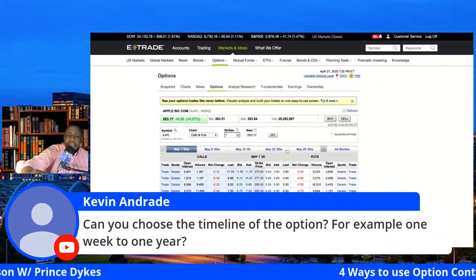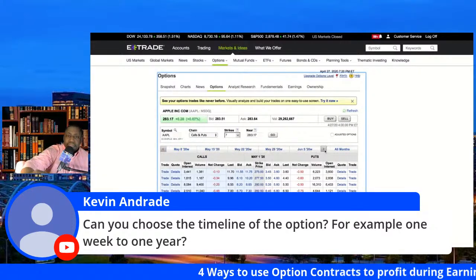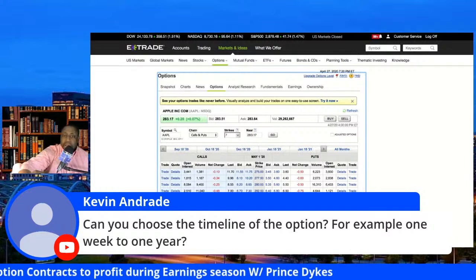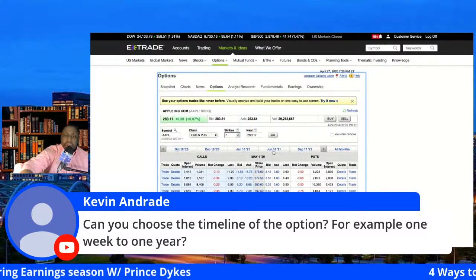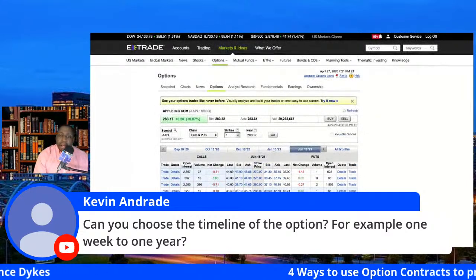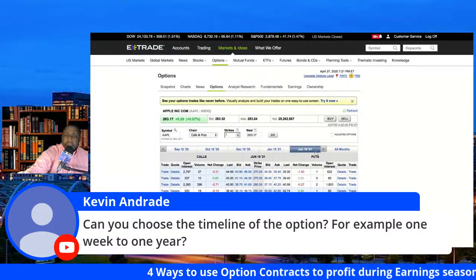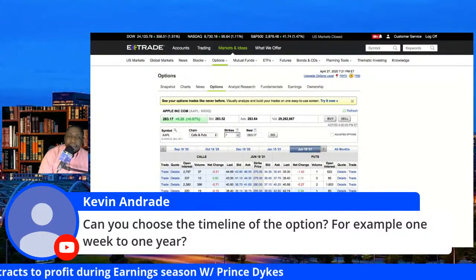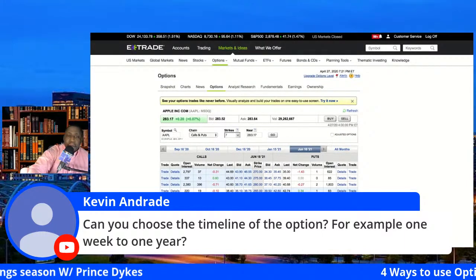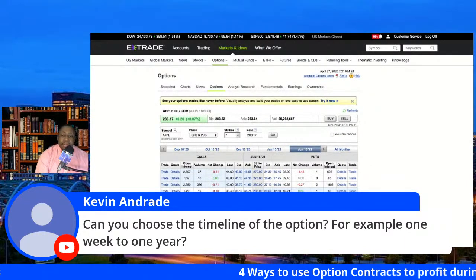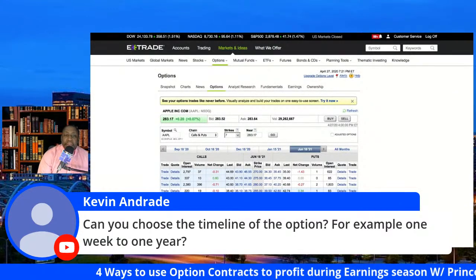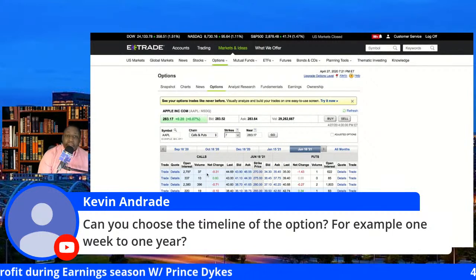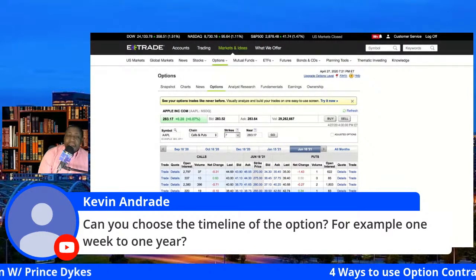Let's say if you want to go out to next year. Right here, this is the expiration date of June 18th, 2021. Right here, I can buy a call option or a put option. Let's say I want the right to be able to buy Apple. The blue, what y'all are seeing here, that's considered in the money. The white is considered out of the money.